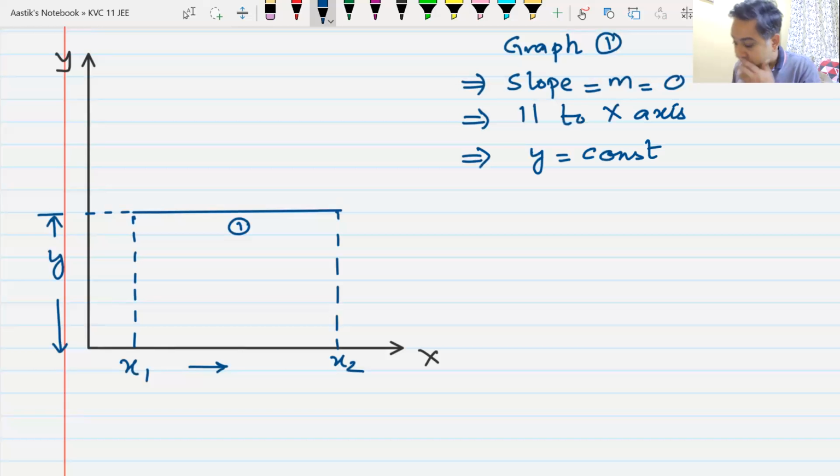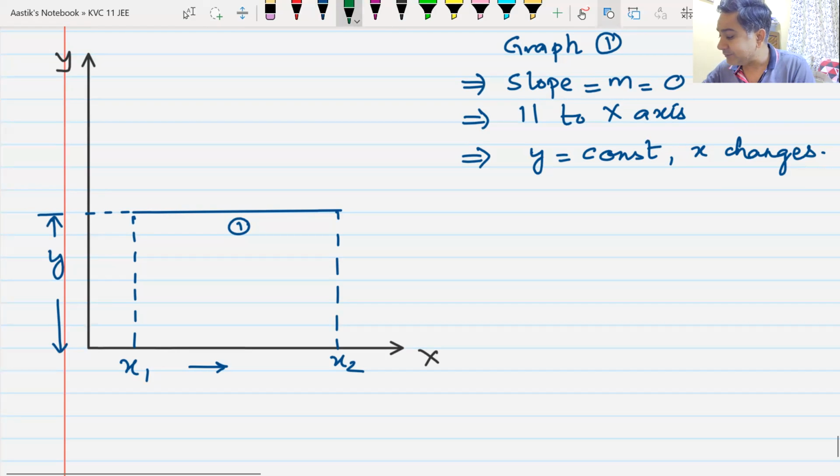Yes, sir. x changes but y is constant. Do we understand this? Slope of this graph is 0. It is parallel to the x-axis. y does not change even if the value of x changes. Do we understand this? Everyone? Note it down. These are the things that we can understand about this graph.